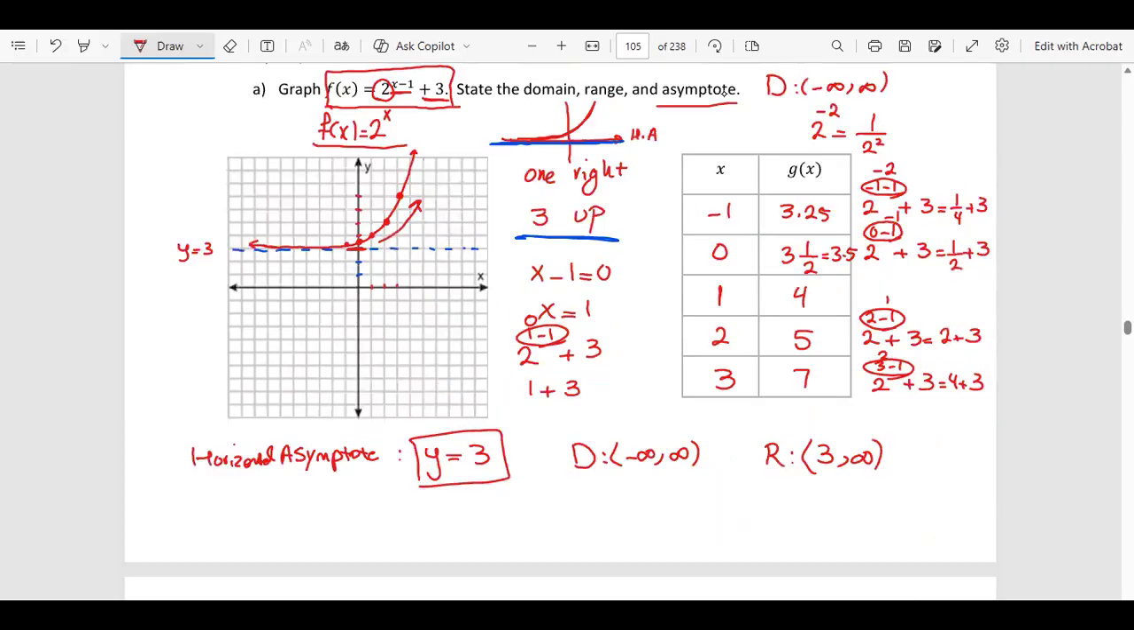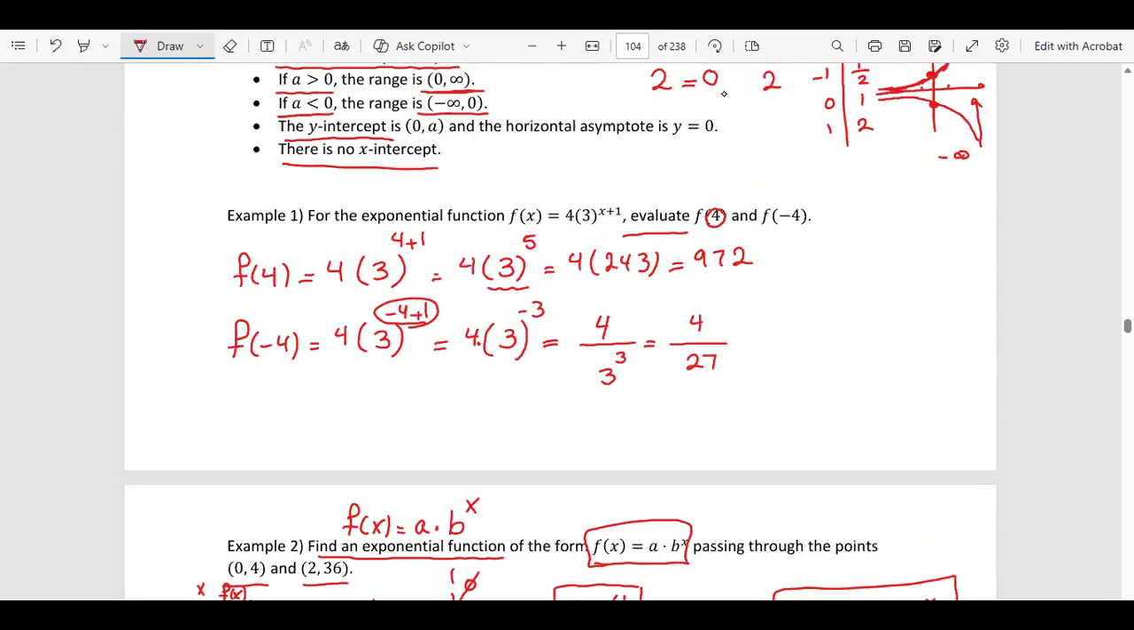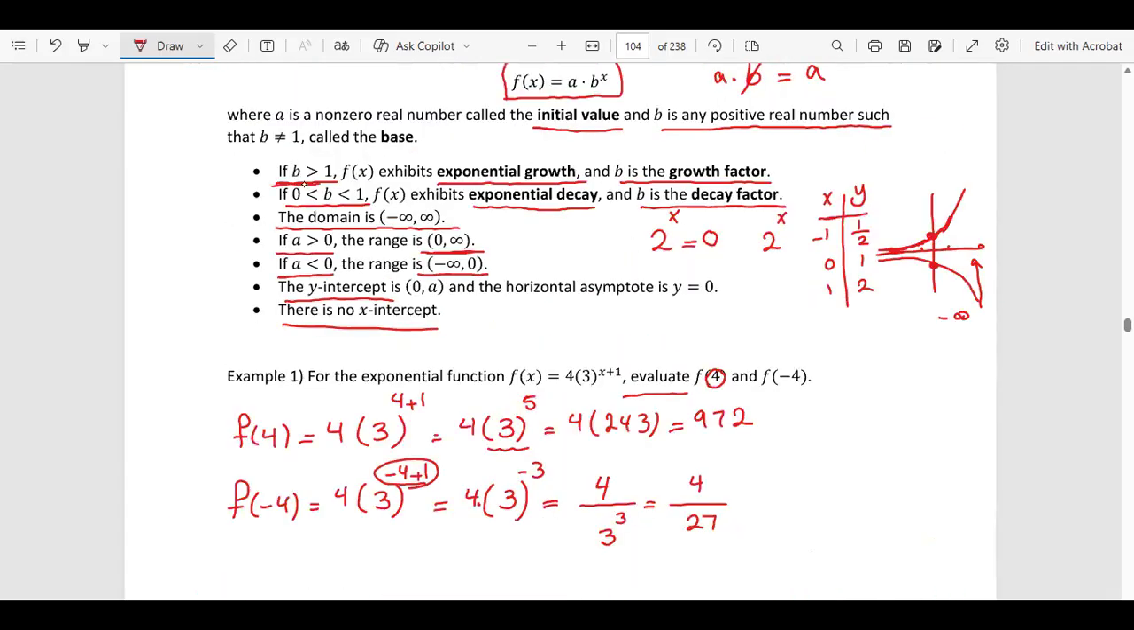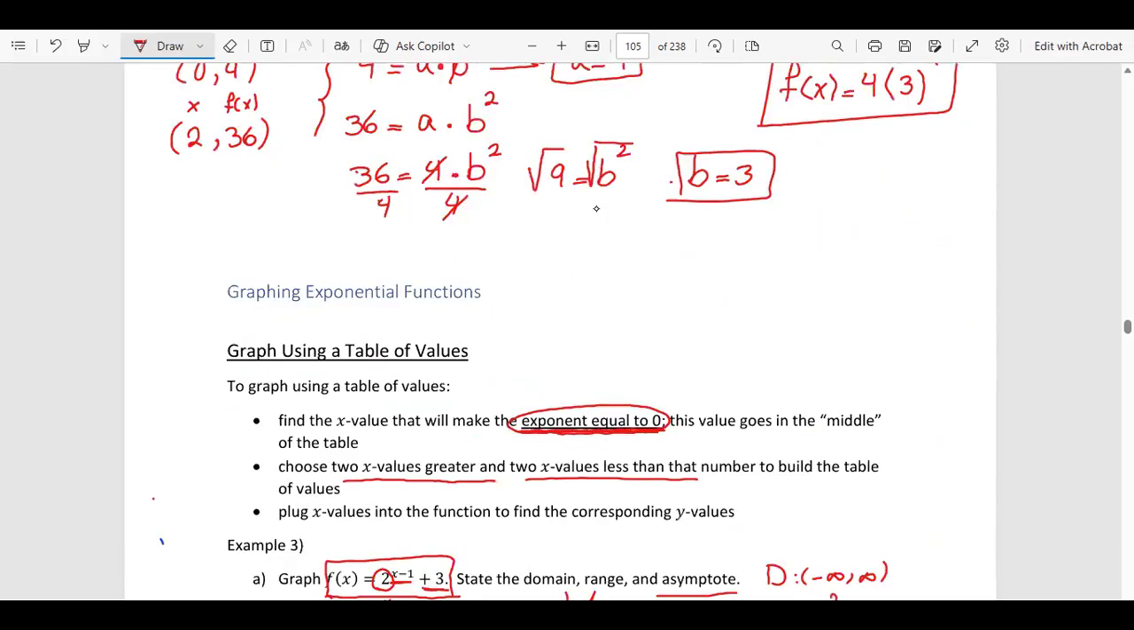So that's why we explain here that every time b is greater than 1, like 2 or 3, we have exponential growth. And if it's less than 1, like 1/2, we have exponential decay.